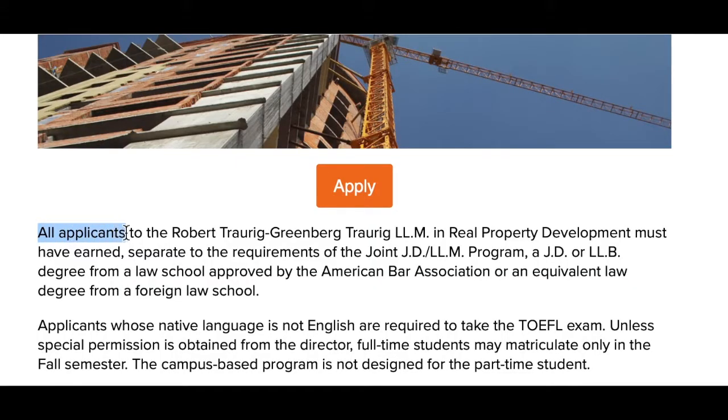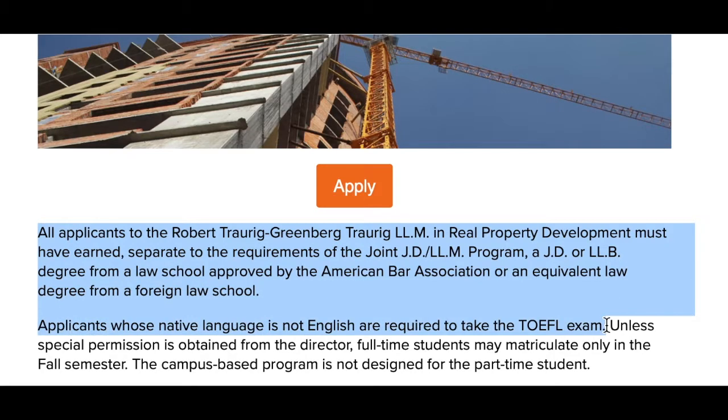All applicants to the Robert Traurig-Greenberg Traurig LL.M. in real property development must have earned, separate to the requirements of the joint JD LLM program, a JD or LLB degree from a law school approved by the American Bar Association or an equivalent law degree from a foreign law school. Applicants whose native language is not English are required to take the TOEFL exam.